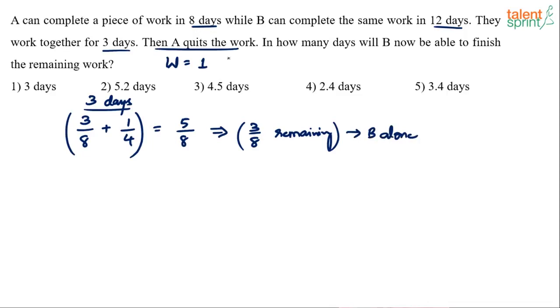A quits the work. So in how many days will B finish the remaining work? Now you know that B can do the total work in 12 days. So in how many days will he do 3/8 of the work? In 3/8 of 12 days, right? So your required answer will be 3/8 × 12. How much will that be? This is like 3 × 3/2. You know, 12/8 is 3/2. So 3 × 3/2 is 4.5. So 4.5 days, option 3 is the answer, right?